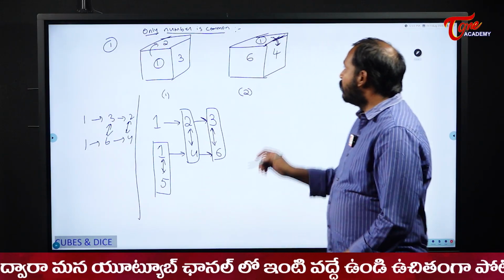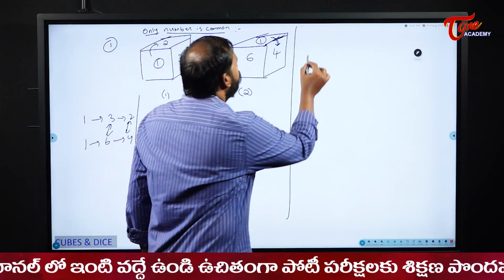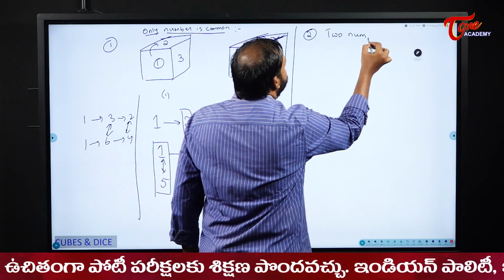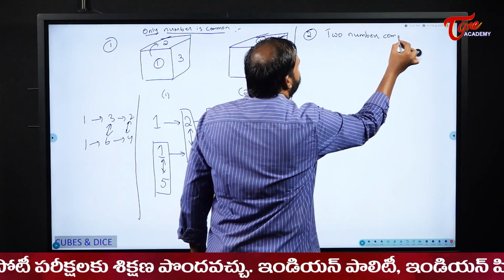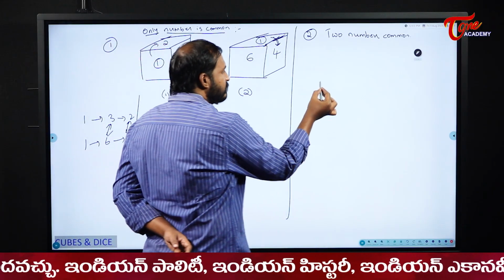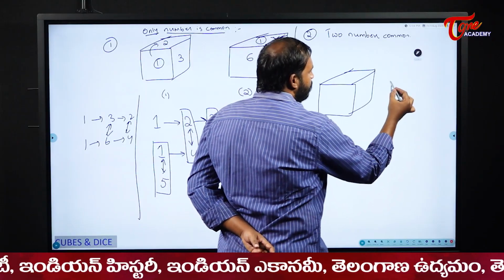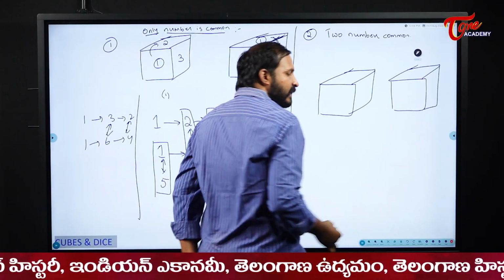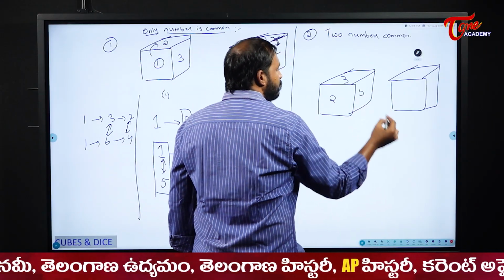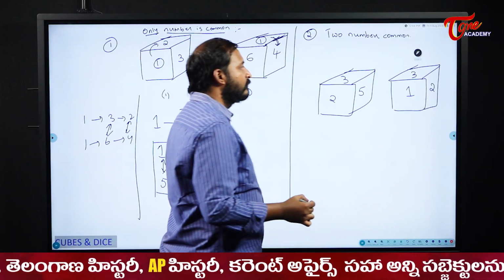Now next is the second type of question. In the second type of question, we will have 2 numbers common. Then how will we solve those problems when 2 numbers are common? Now see here, students, let us take 2 projections. Here we have 2, 3, 5 and 3, 2, 1.